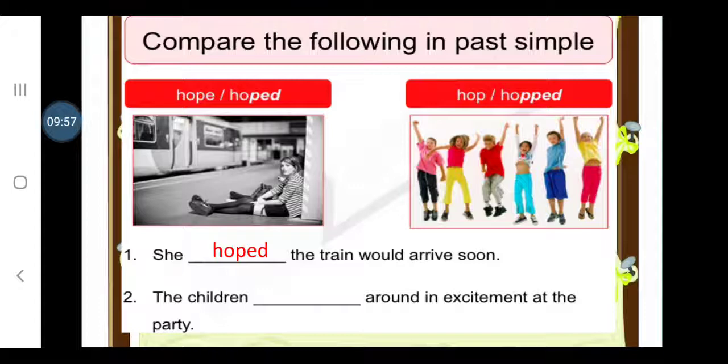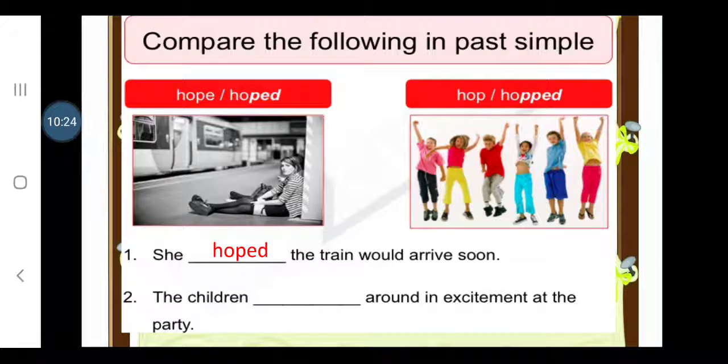All right, let's look at picture number 2. In picture number 2, we see the children, they are all flying up there. Perhaps they are hopping, okay? So the sentence say we have hop and hopped. So let's see what the sentence is looking for. The children dash around in excitement at the party.